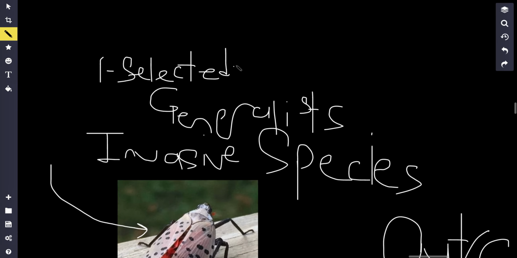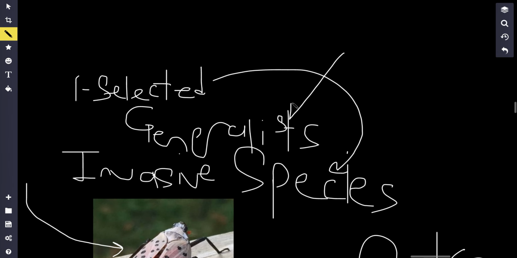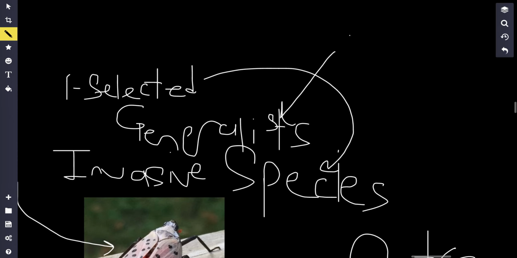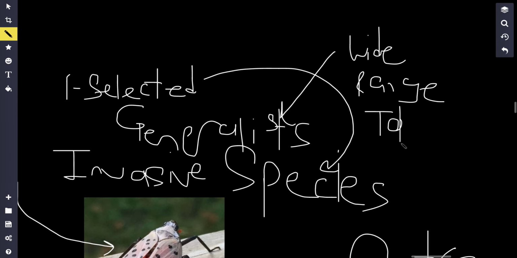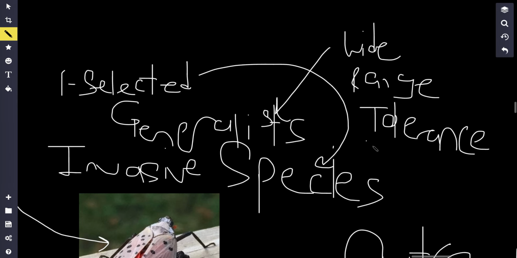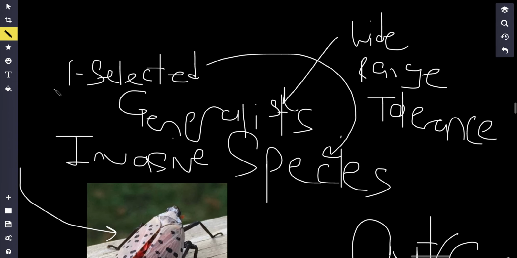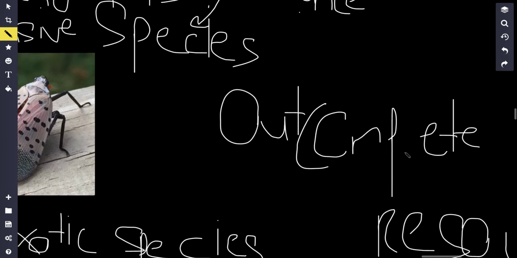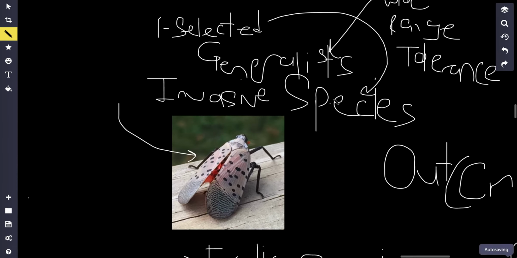Now, the reason why R selected species make good invasive species is that there are so many of them, right? But combine this with the fact that a lot of them are generalists, which means they can tolerate a lot of conditions, like a wide range of temperature conditions, let's say pH conditions. They have a wide range of tolerance. So a lot of invasive species are R selected and generalists. That means they reproduce a lot, and a lot of the children will survive because they have a wide range of tolerance, and therefore they can outcompete other species. Yeah, that's pretty deadly, right?